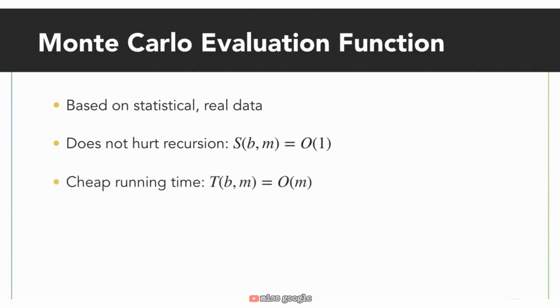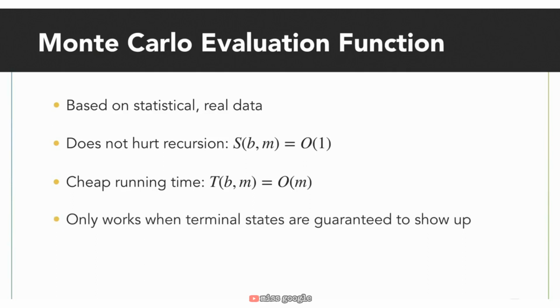This approach also has a cheap running time because it does not run the whole remaining subtree. It just goes some levels deeper for each random sequence. That means that its time complexity is O of m. That's linear time, which is always good news. Now, this approach only works when terminal states are guaranteed to show up. We might take a long time going back and forth before we run into a terminal state. If that's possible, some precautions must be taken.